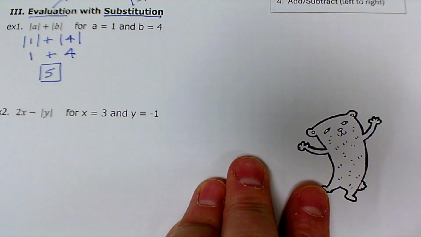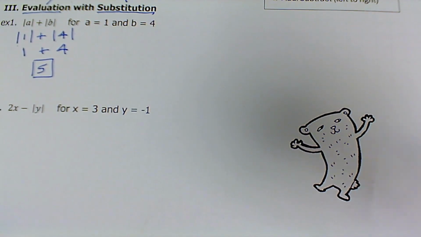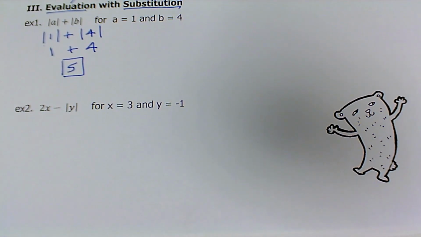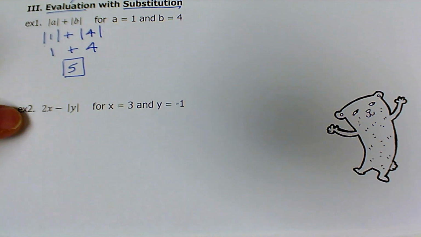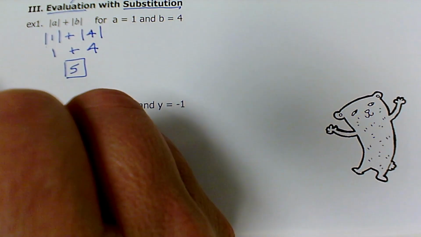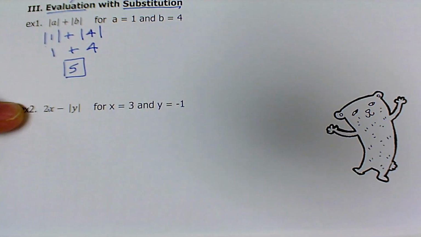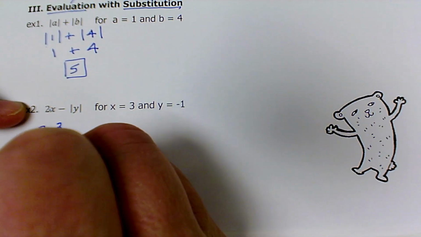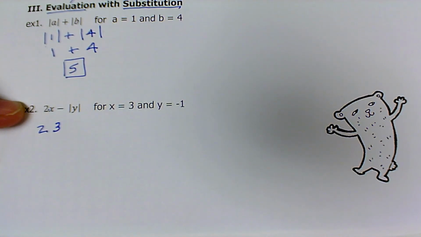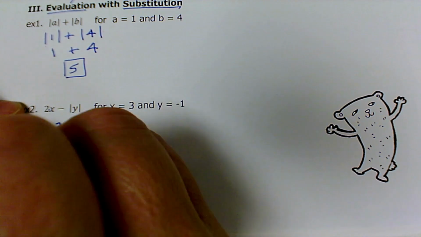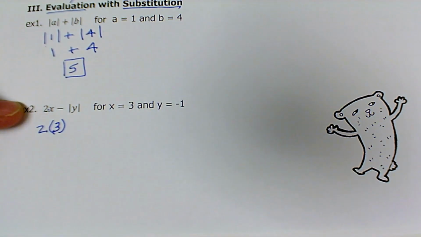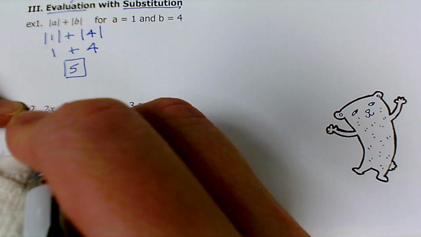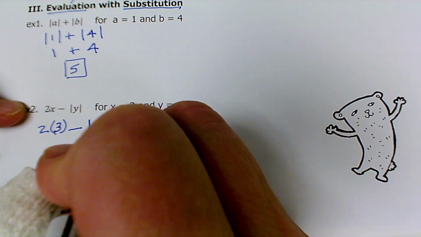All right, last one of these. 2x minus the absolute value of y. So first thing we're going to do is replace the x and the y. Now remember, when you have a number next to a variable, there's an invisible times symbol in there. So when I replace the x with 3, I'm not going to do this. It's not going to become 23. It's going to be, instead of 2 times x, it's going to be 2 times 3. So you have to put parentheses or a dot, your choice. Minus the absolute value of y, which is -1.